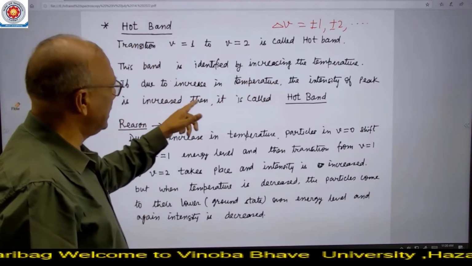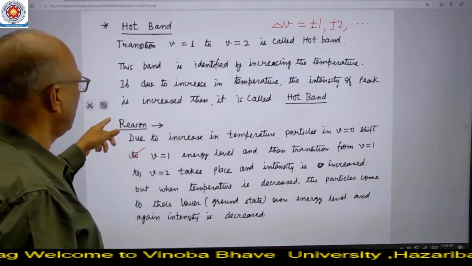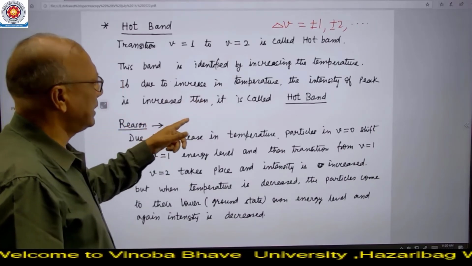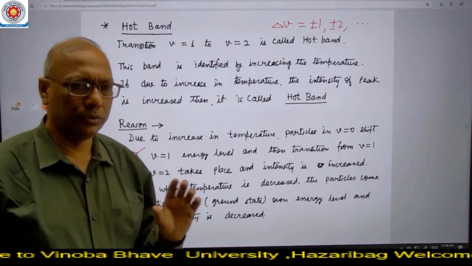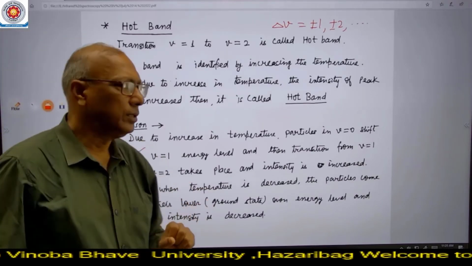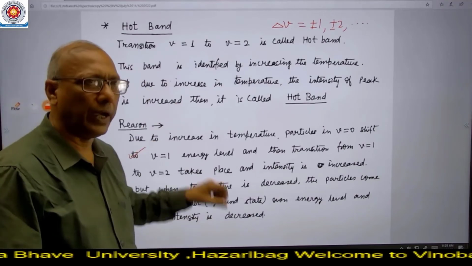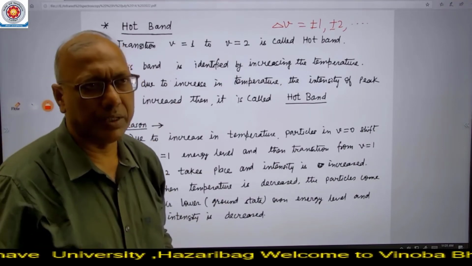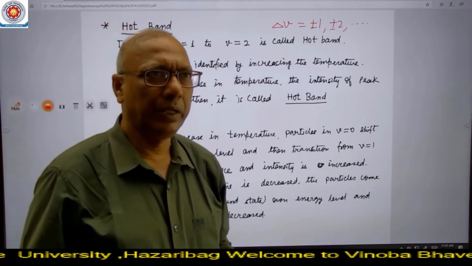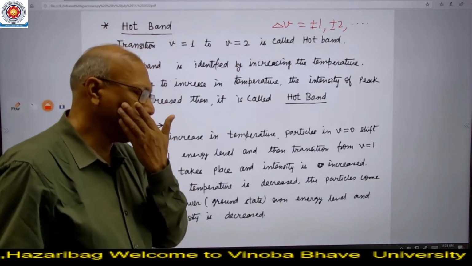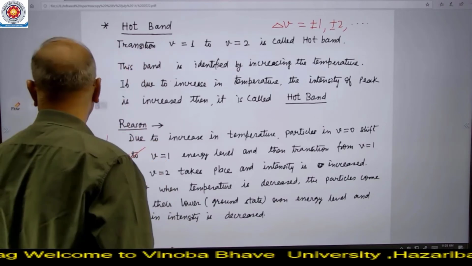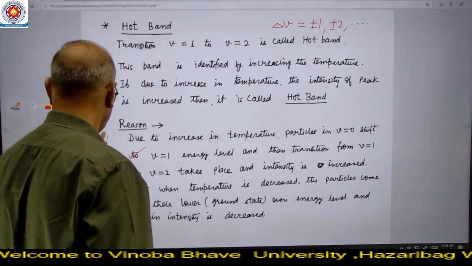If due to the increase in temperature the intensity of a peak is increased, then it will be called a hot band. So how can a hot band be identified? This is the condition by which we find the hot band. If we increase the temperature and we get more intensity than before, then that transition is called a hot band. What is the reason for this?